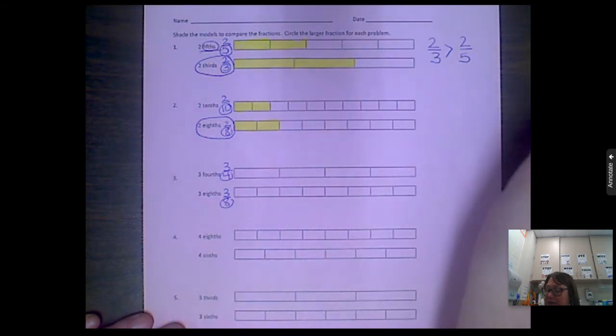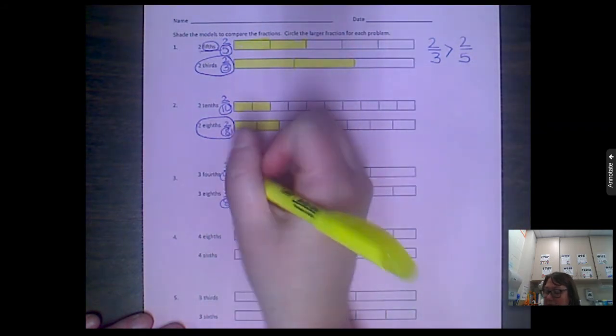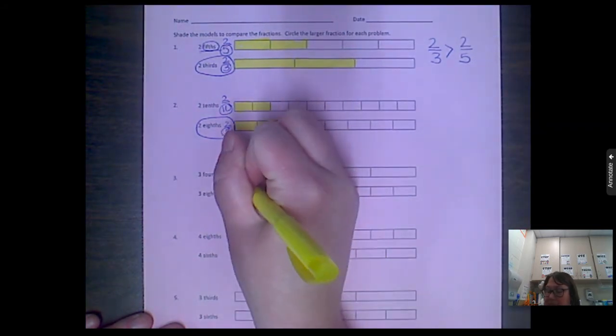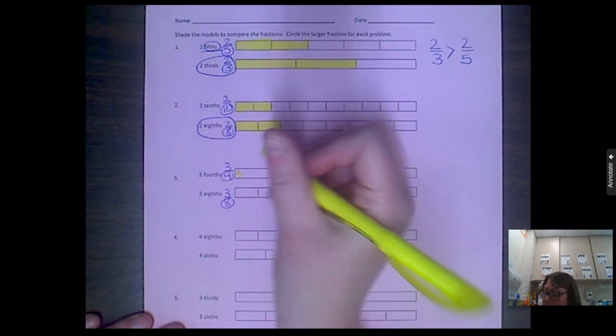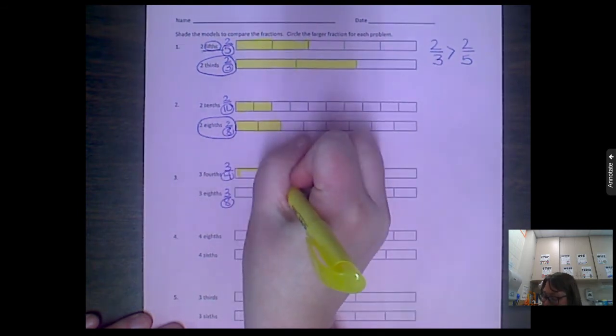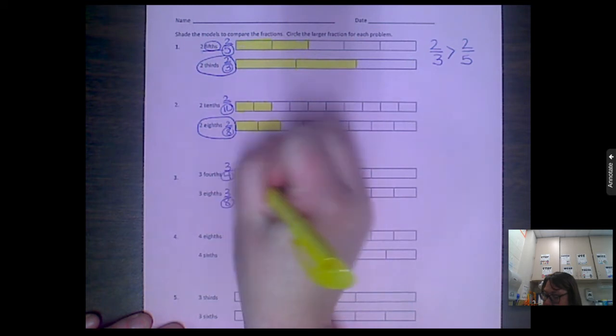Would you want to share a candy bar between 4 people or between 8 people? Between 4, right? Because then you would get more. So go ahead and shade in 3 of each of these.